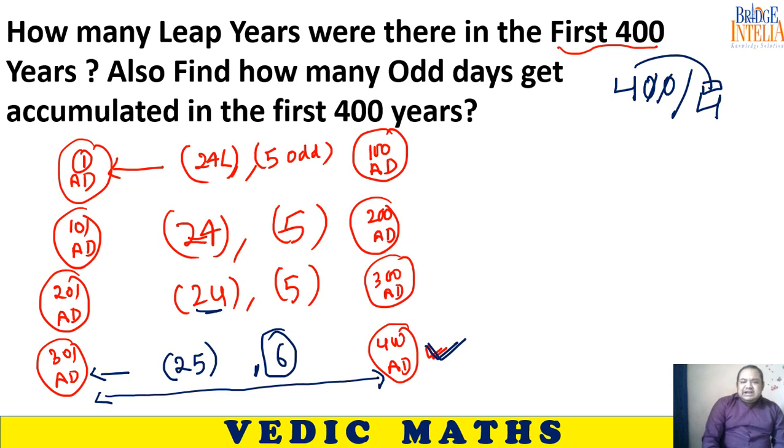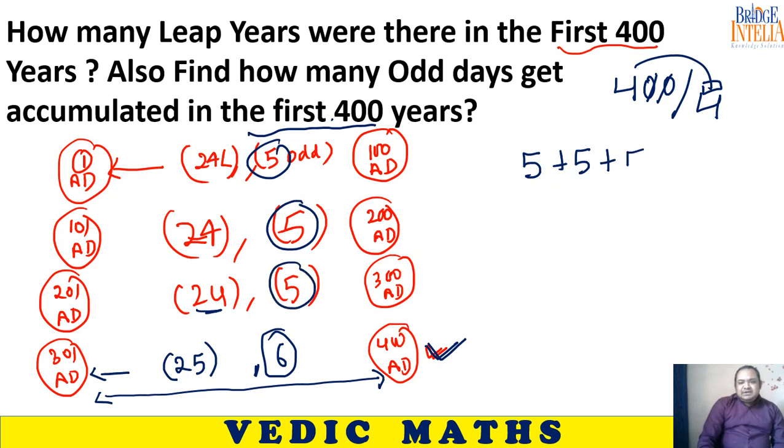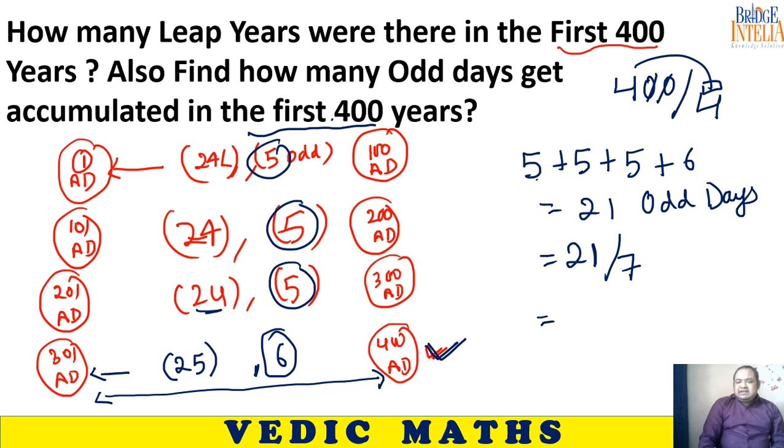So if you take the total picture, how many extra days are there in the first 400 years? The answer is 5 plus 5 plus 5. But in the last 100 years there is one extra leap year, and because of that there is also one extra odd day. So 5 plus 5 plus 5, but the last one is 6. So 15 plus 6, 21 odd days. 21 divided by 7, the remainder is 0. So 0 odd days.